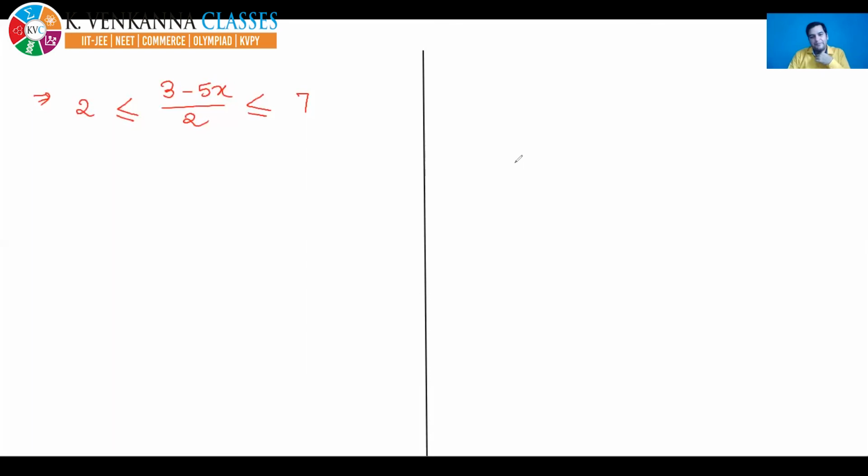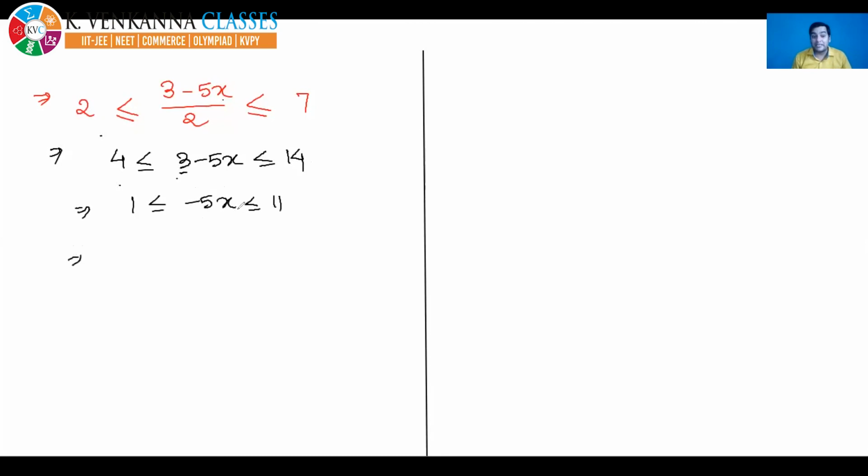Now stop writing, stop solving, stop giving me the answer. Listen carefully. I need to get the value of x. So one by one, remove all other things. Multiply by 2 on all the three sides. First of all, you will get 4 minus 5x and here 14. Remove this 3. How? Subtract 3 from all the sides. So here you will get 1, here minus 5x, and here 14 minus 3, 11.